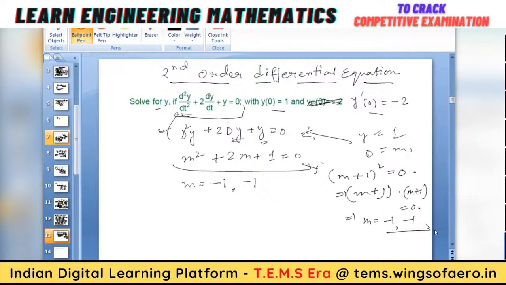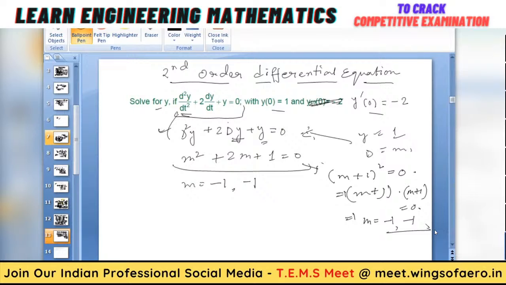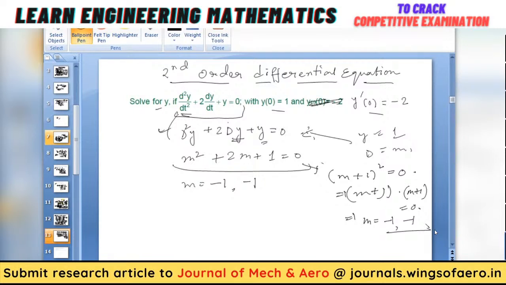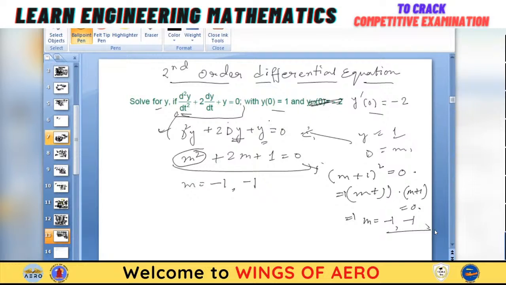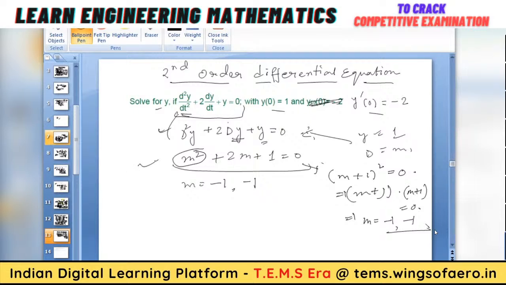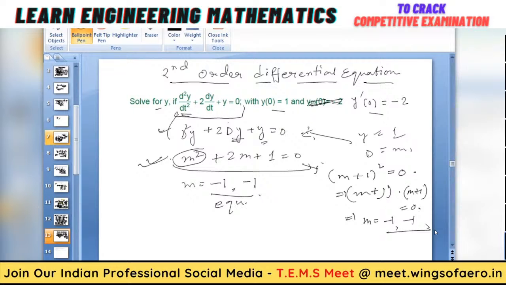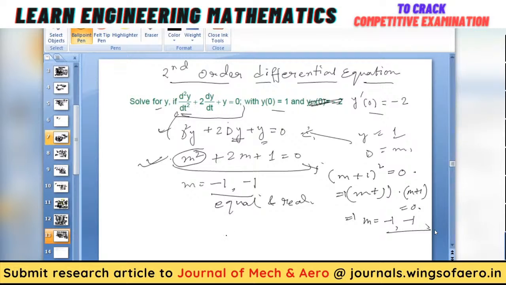Very important part: not only 1, it is minus 1. Sorry, not only minus 1, it is minus 1 comma minus 1. There are two values because this power is 2. Okay, now you need to remember 3 rules. The rules are about the root of this equation, here the root is minus 1, which is equal and real, not imaginary. So there are 3 conditions.